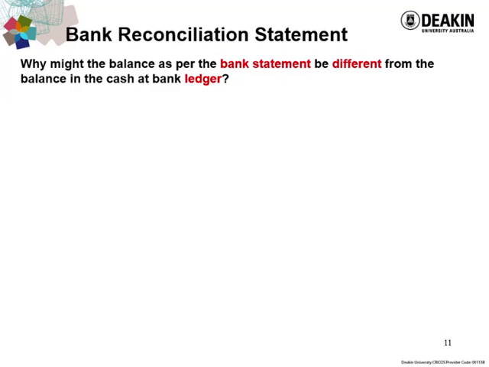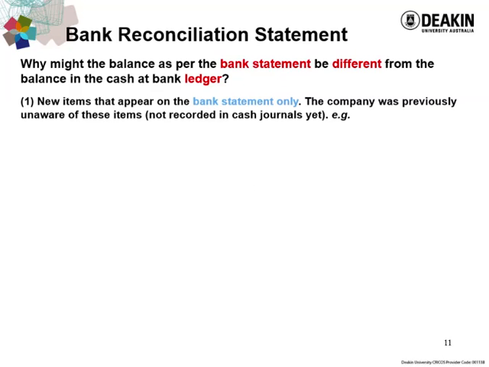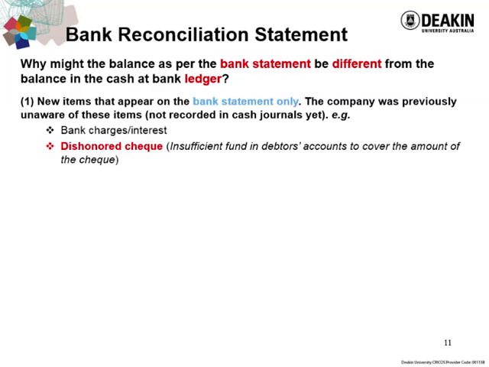There are 3 main reasons explaining why the bank statement is different from the cash at bank account. First, there are transactions that are known to the bank and recorded in the bank statement but not yet recorded in the cash journals. Examples include bank charges and interest, dishonored check, meaning debtors or customers do not have enough money in their bank accounts to cover the amount of the check. They may also be direct debits or credits, meaning EFT payments or receipts.